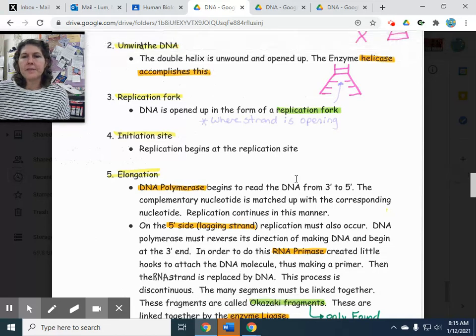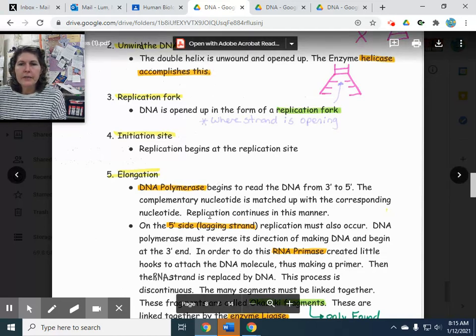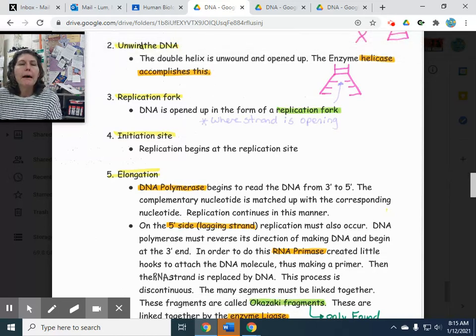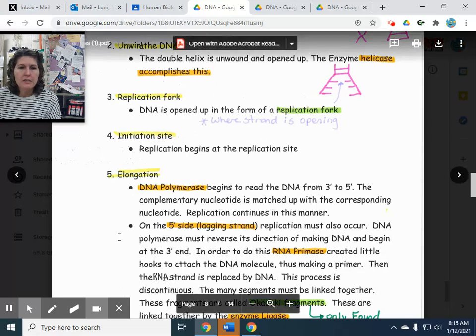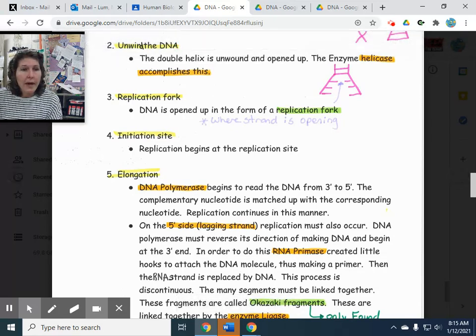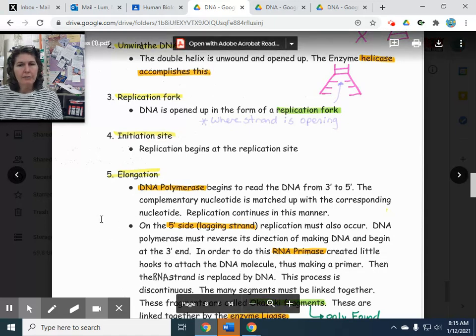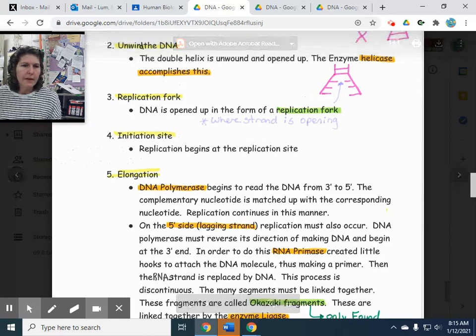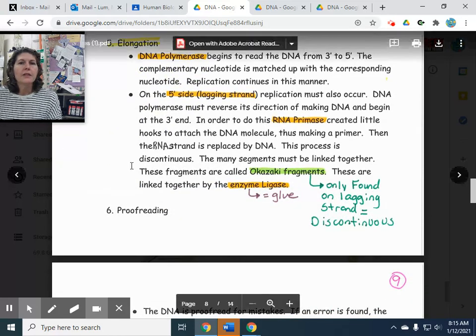All right, so as they're going through and matching up those nucleotides, replication is going to continue. However, on the 5' side, we're going to see something called a lagging strand. That means where the 5' is at the top on that old strand and we're trying to read it, it's going to be called a lagging strand. The reason is because we're moving away from the replication fork. So DNA polymerase has to reverse the direction it's making DNA and begin at the 3' end.